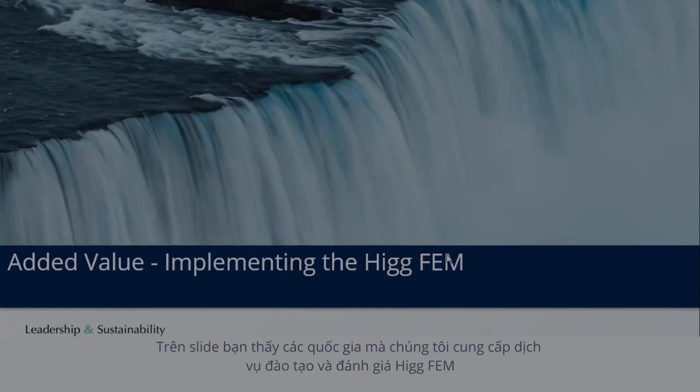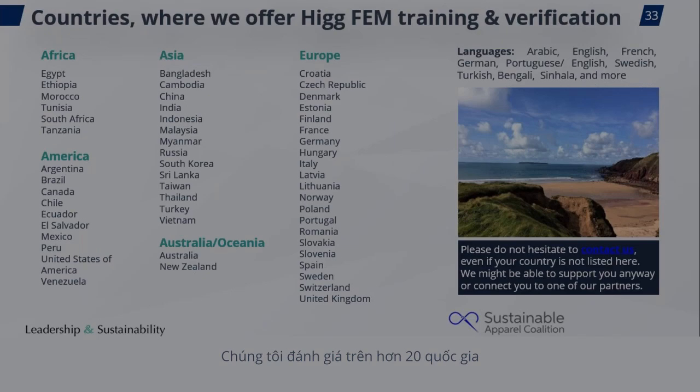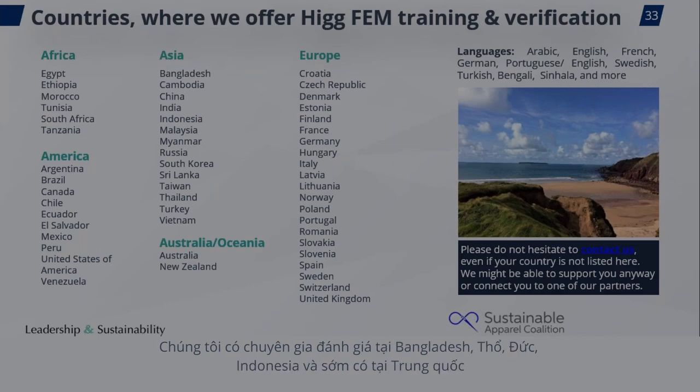So I also want to give you some more information about our offers. We offer training and verification in many countries, and we have been verifying in several of the countries listed here, probably in at least 20 different countries. We have local verifiers also in several countries. For example, we have in Bangladesh, in Turkey, here in Germany, and in Tunisia, and we are also soon having more verifiers, for example, in China. So we can support you in many places of the world with trainings and also with verifications.